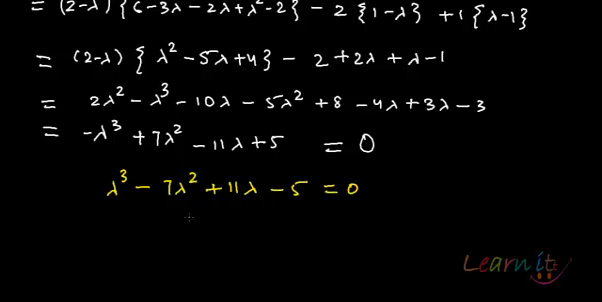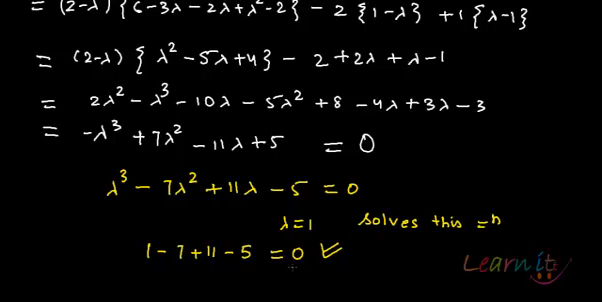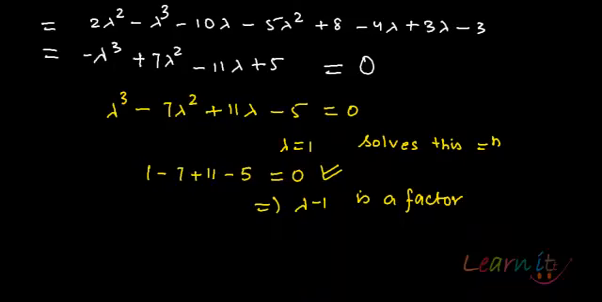and I need to find out the factors of this cubic. So we have a cubic polynomial. To find out the factors, we first of all use the hit and trial method and find out one factor. So when I put lambda equals 1, what am I getting? I'm getting 1 minus 7 plus 11 minus 5, which essentially is 0, right? So lambda equals 1 solves this equation. So this implies that lambda minus 1 is a factor.